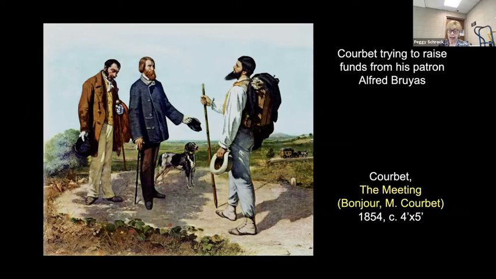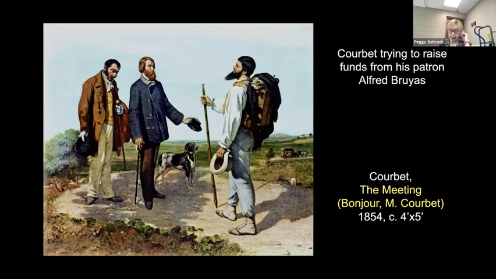and raise funds. One reviewer who saw this painting said, it's got the wrong name. He said he should have named it Fortune Bowing to Genius, because that's how Courbet certainly saw it. So it's just this horrible attempt to get money from his supporter, but it didn't work. Bruyas didn't have the money.